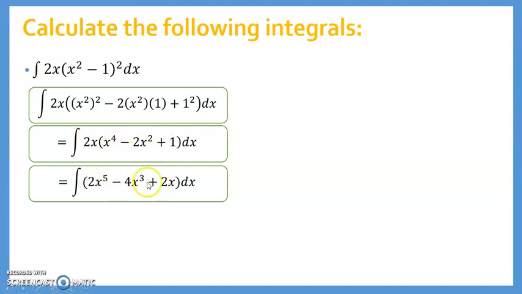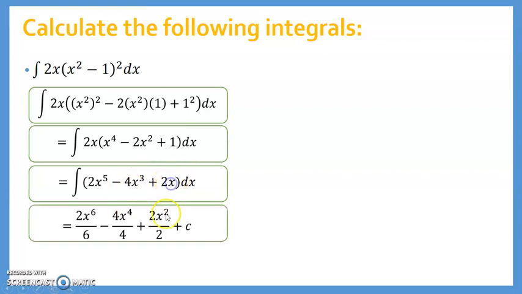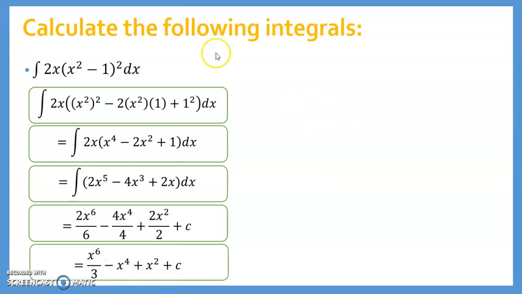Now you can integrate this very easily. Using the linearity, you can integrate each term alone. So for this one, you will leave the 2, and then you will integrate x power 5 to get x power 6 over 6. Same here, you will leave the minus 4, and you'll integrate x power 3, you'll get x power 4 over 4. And same here, you leave the 2 and you'll integrate x to get x squared over 2. Now just simplify, you'll get this form. So we were able to solve this integral by expanding.